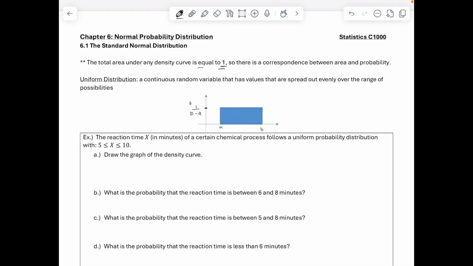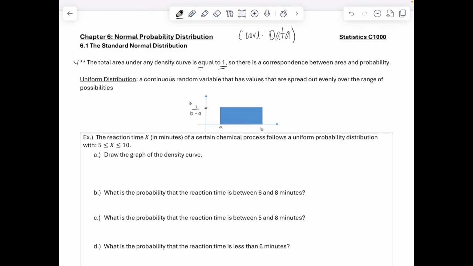This is the first video for the Chapter 6 notes. Chapter 6 is on normal probability distribution, and this is dealing with continuous data. We saw discrete data in Chapter 5, so this time we are dealing with continuous data. Section 6.1 is the standard normal distribution.